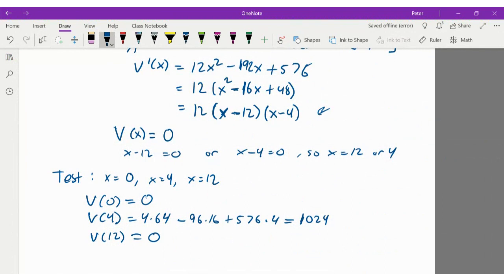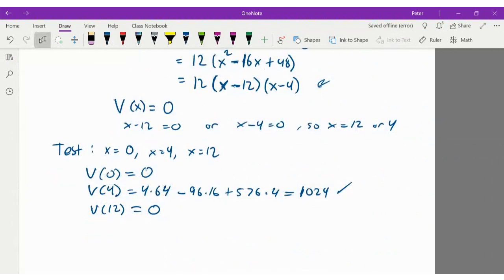So what we can easily see is that the greatest possible box you can make is going to have a volume of 1024. So the dimensions of the box are going to be x equals 4 and 24 minus 2x equals 16. So recalling, the box is going to look like this.